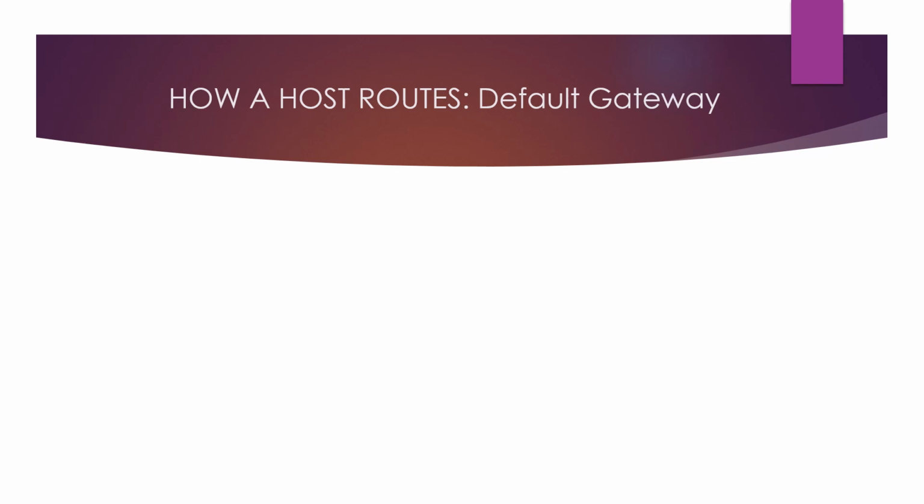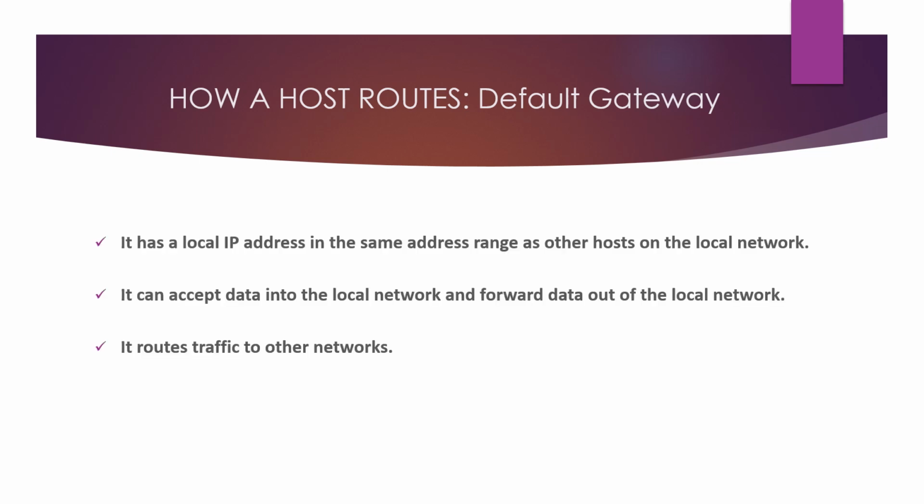On a network, a default gateway is usually a router that has a local IP address in the same address range as other hosts on the local network. It can accept data into the local network and forward data out of the local network, and it routes traffic to other networks. A default gateway is required to send traffic outside the local network. Traffic cannot be forwarded outside the local network if there is no default gateway, if the default gateway address is not configured, or if the default gateway is down.